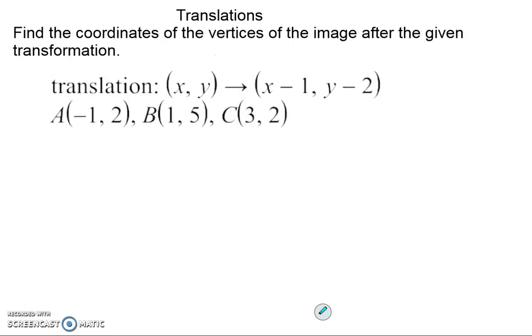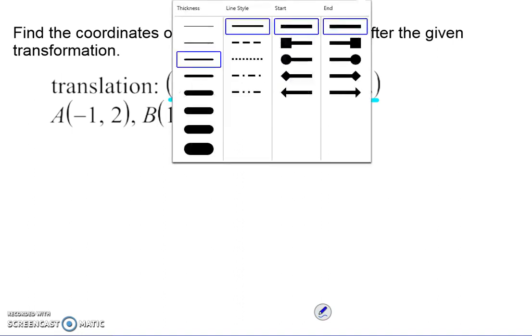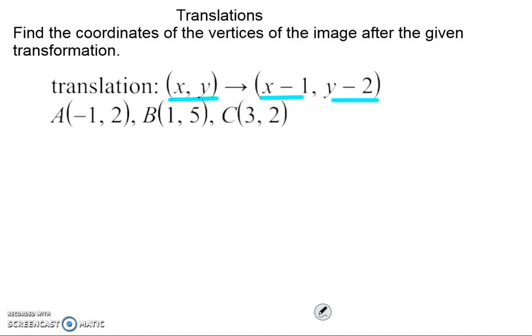The next example, they want me to find the coordinates of the vertices of the image after the given transformation. So I start with my ordered pairs, and I'm going to minus 1 from x and minus 2 from y. So when I do this, I'm going to do exactly that. Every x value, you subtract 1. And every y value, subtract 2.